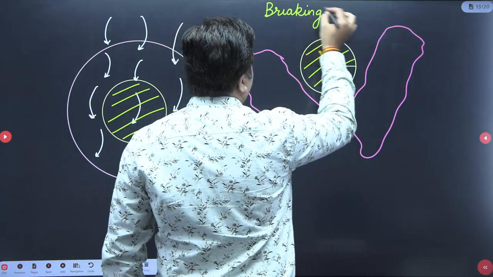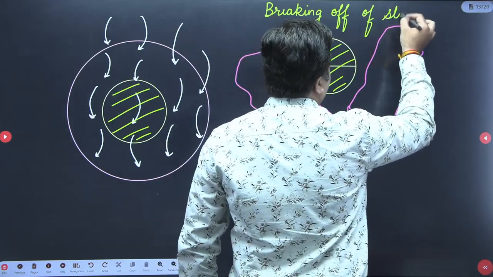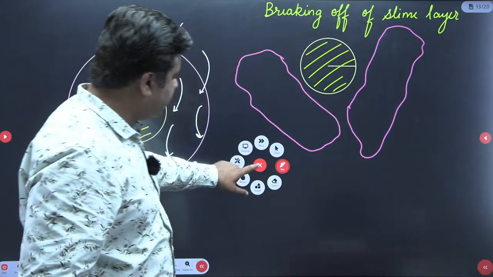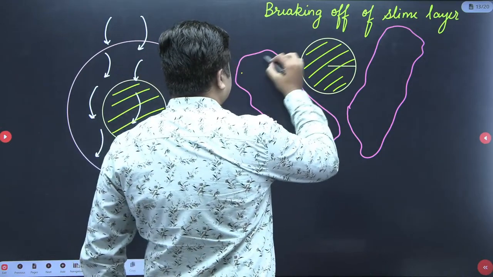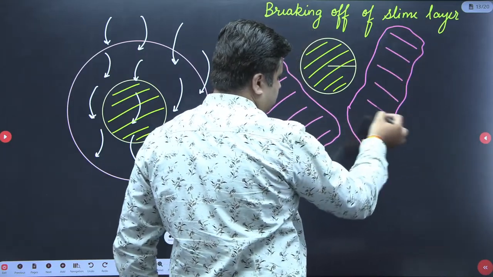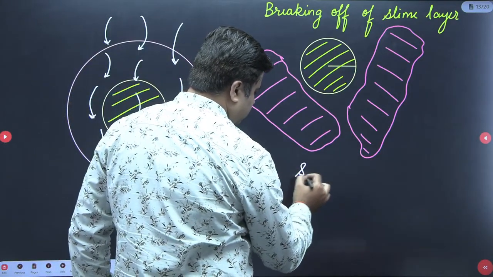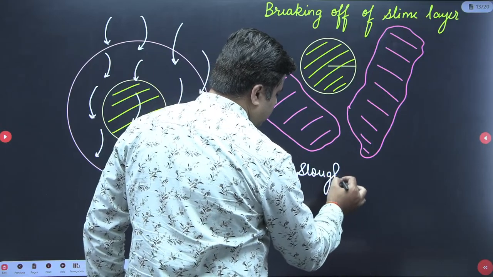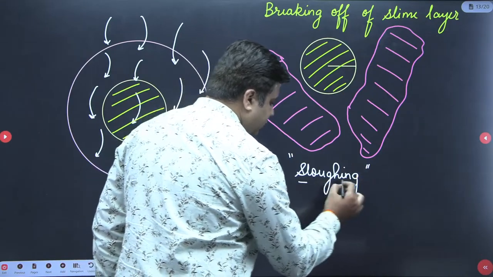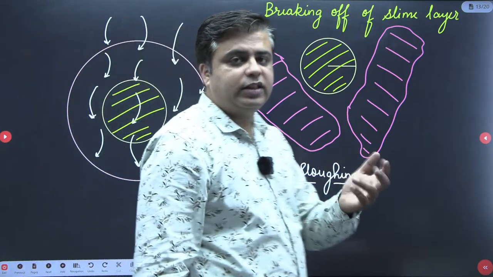Breaking off of the slime layer from the surface of the filter medium, and this phenomenon is known as sloughing. So this is my slime layer and this phenomenon is known as sloughing of the slime layer, right? This sloughing is responsible for removing a greater amount of organic matter using the trickling filter.